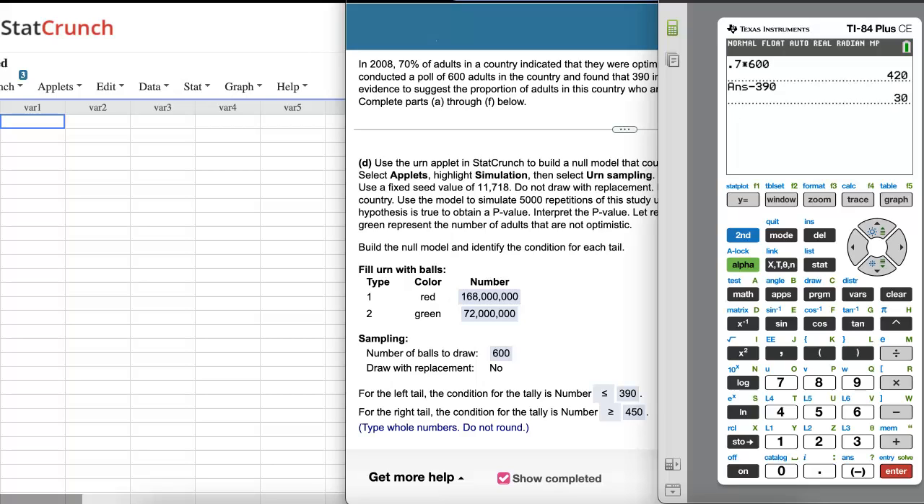by 30. Okay, so now we want to see how different it would be on the right side. So let's do that ideal 420 and let's add 30 to that. So this is how different, if it goes further than 450 on the right side, then that would be the condition for the right tail test. Okay, so that's how we get these values here.